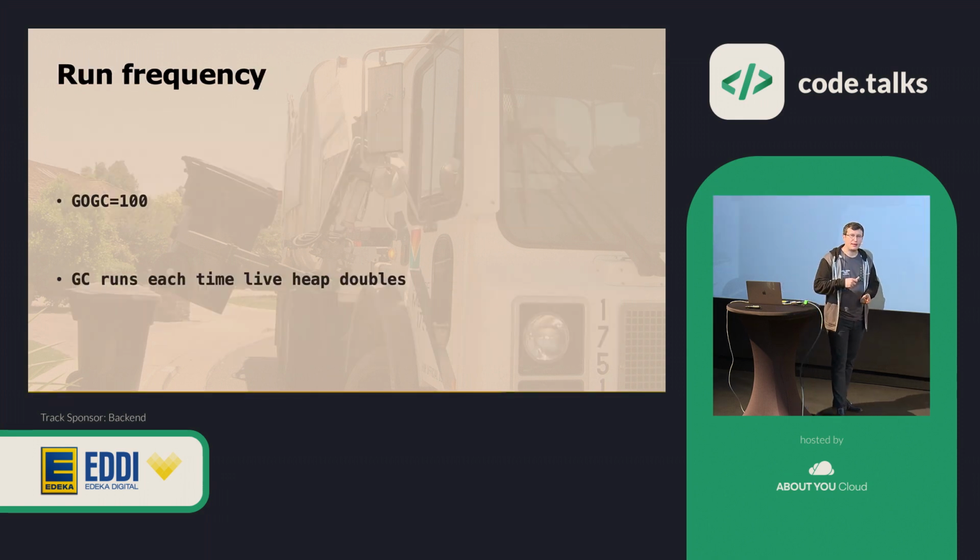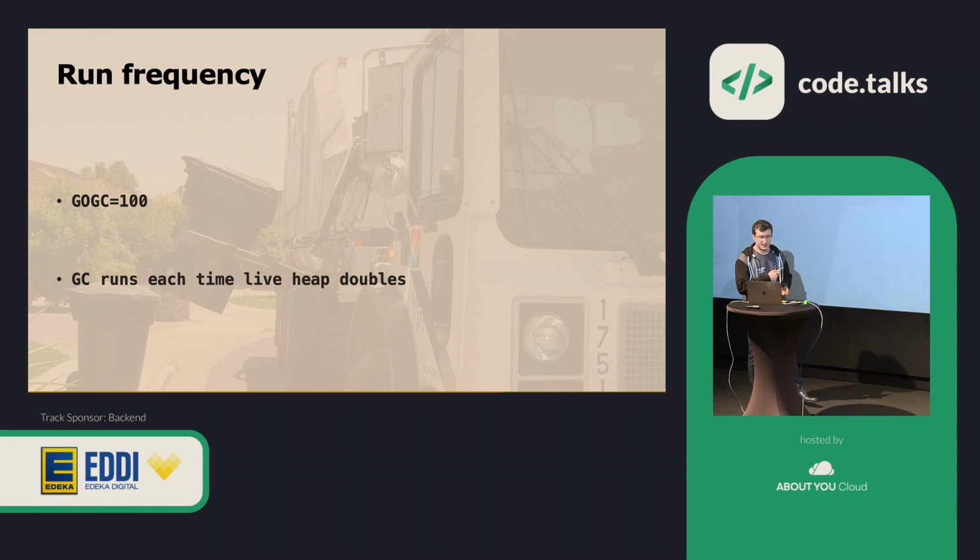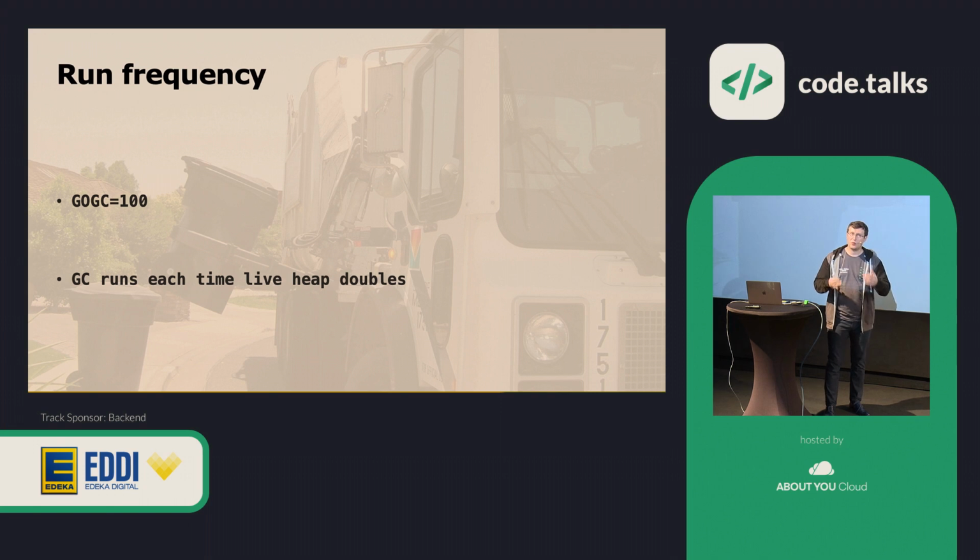We can tweak a little bit the frequency of when we run such garbage collection cycles. Namely, we have this environment variable, GOGC. Its default value is 100. This means that when the size of my current heap is 100% more than what it was at the end of the last garbage collection cycle, I will start a new garbage collection cycle.